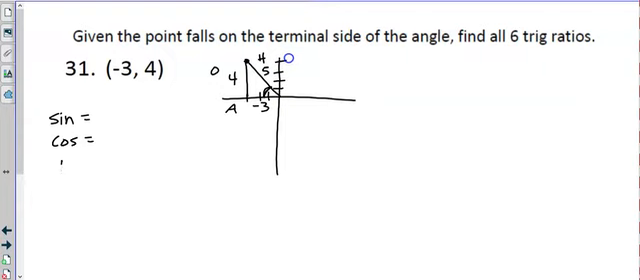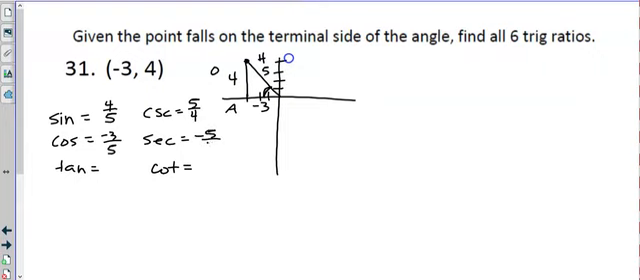Sine, cosine, tangent, secant, cosecant, cotangent. All right, we should be able to fly through these. Sine is 4 over 5. Cosecant, flip them. Cosine, -3 over 5. Make sure you get that negative in there. That's important. Secant, -5/3. Tangent would be O over A, so 4 over -3.